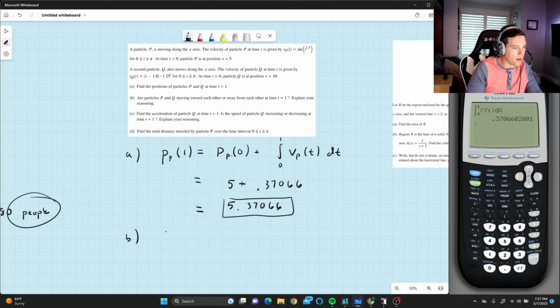So in other words, you need to find 4 things. You need the position of P at time 1. You need the velocity of P at time 1. You would need to find the position of Q at time 1. And you would need to find the velocity of Q at time 1.